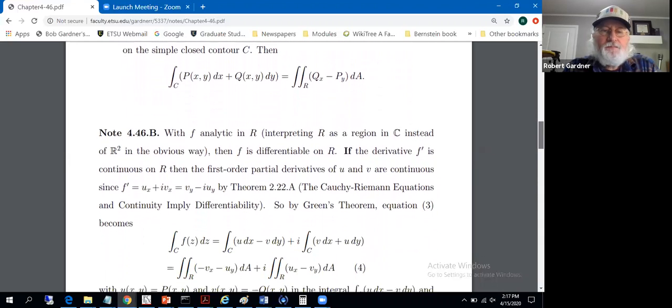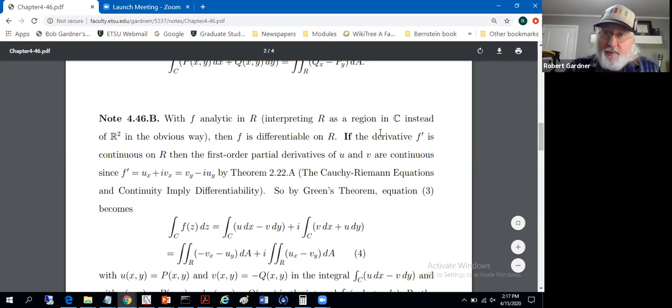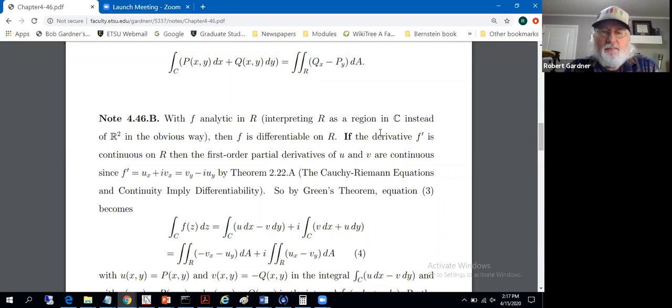All right. If we have f analytic in a region R, okay, now I'm going the other way. I'm taking this region R from R2 and pretending it's a region in the complex plane. That's not a surprising thing to do, but worthy of pointing out. If f is analytic, then it's differentiable, and that was mostly the definition that we had of analytic.